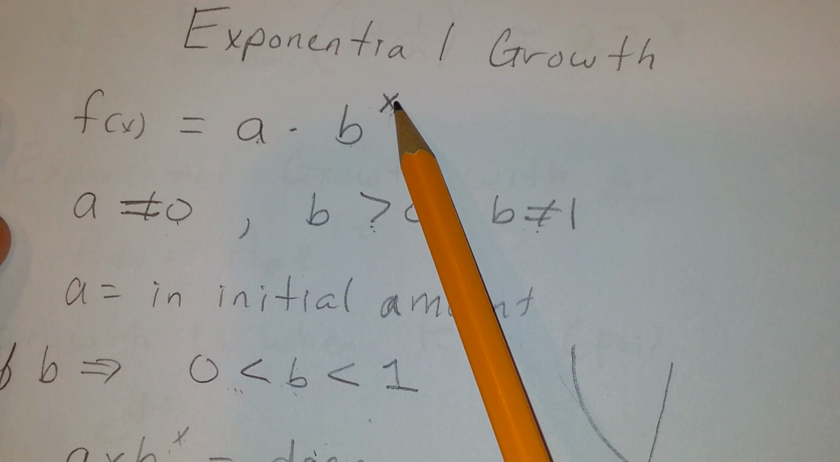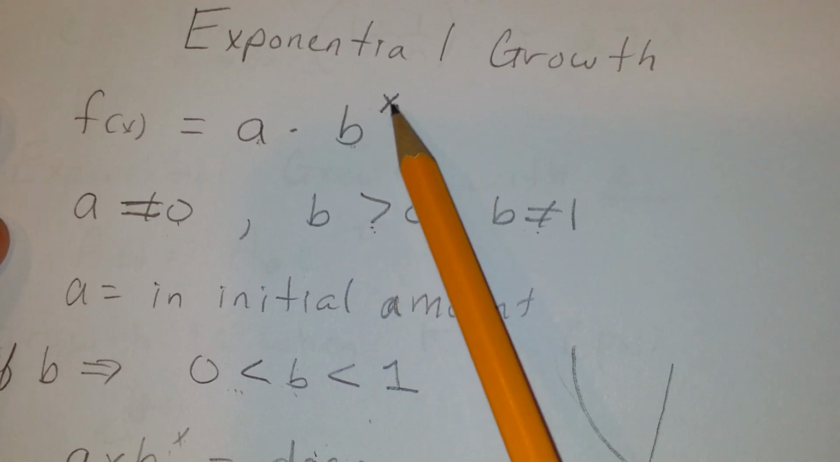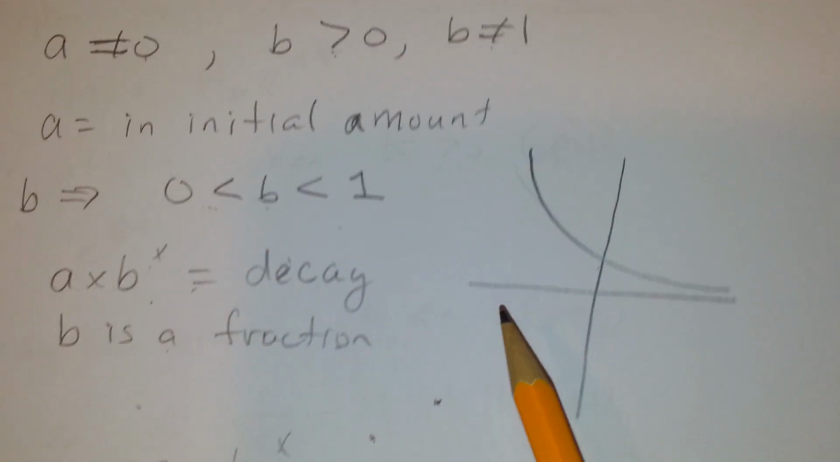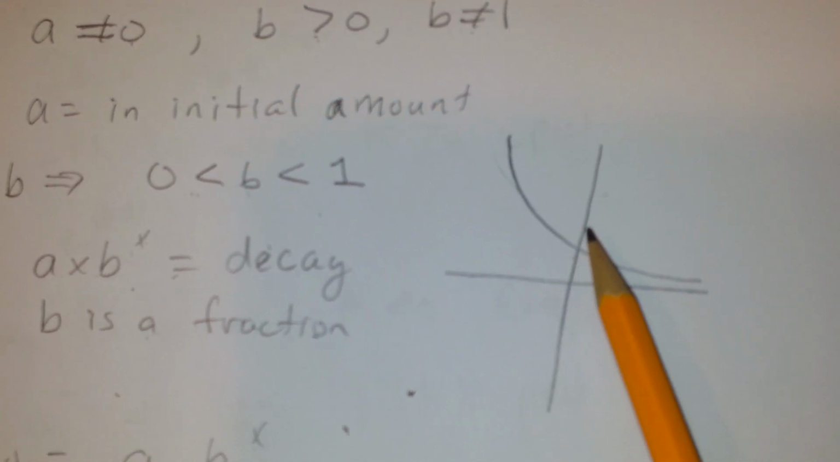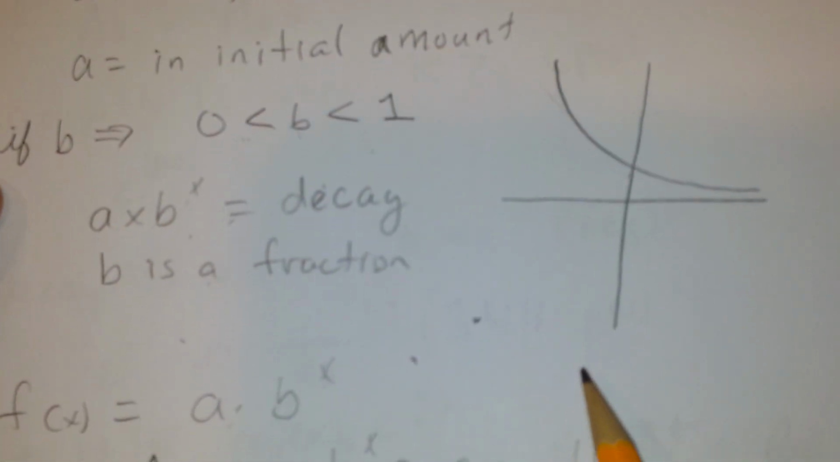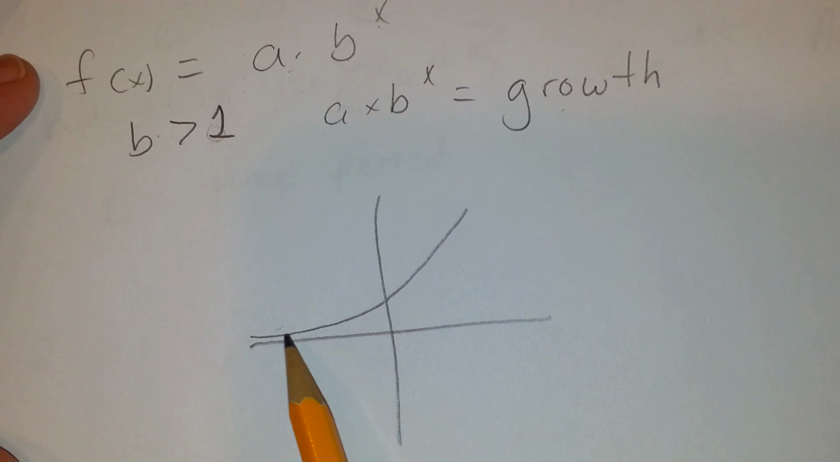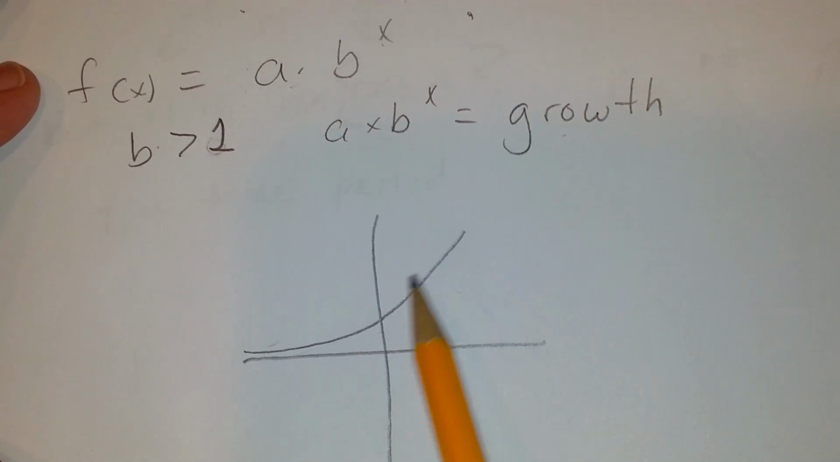A negative exponent just makes this a fraction, a positive number still. Okay, notice your domain is all real numbers. Notice your range, for decay or for growth, is your output y is greater than 0.